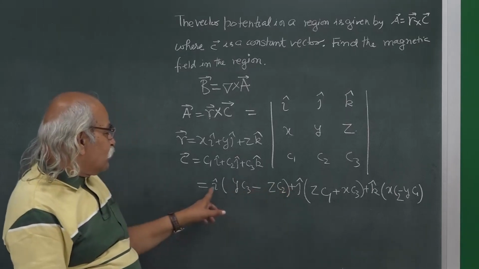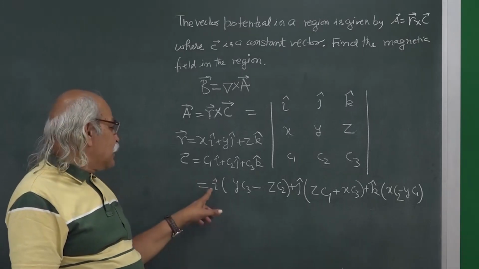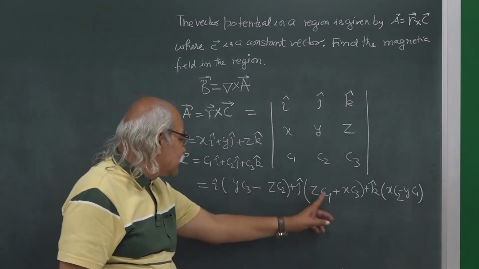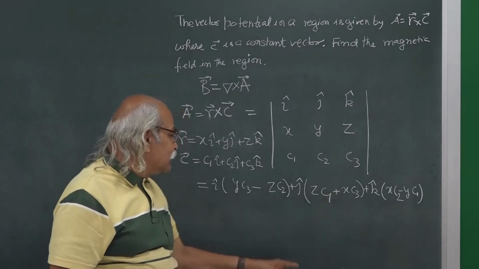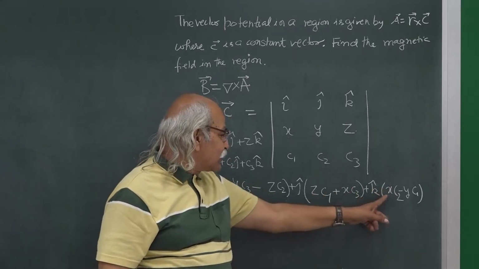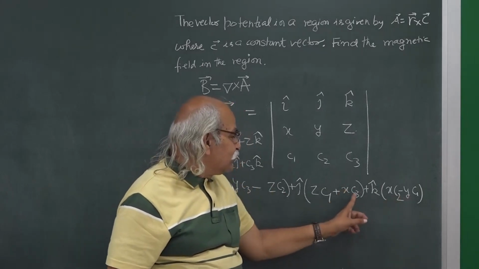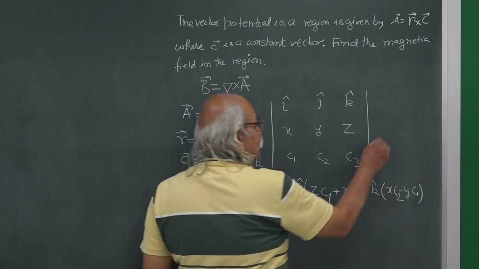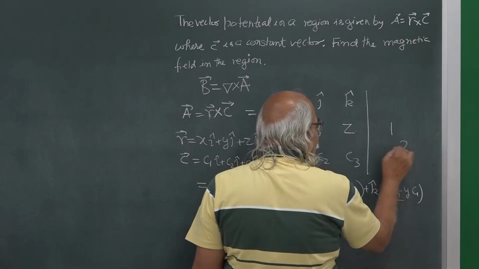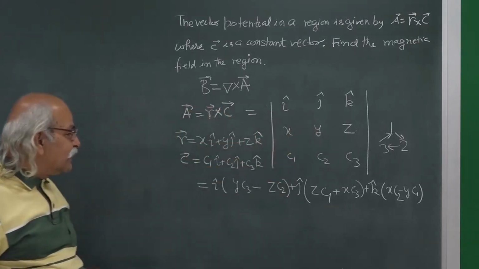If you can write one, the others can be written as cyclic permutation. So i cap here, j cap here, y here, the next one is z, c3 the next one is c1, z the next one is x, c2 the next is c3, and similarly from here to here, z the next one is x, then c1 the next is c2, x the next is y, c3 the next is c1. So 1, 2, 3 and then 1. So that is the cycle. That is why it is called cyclic permutation.